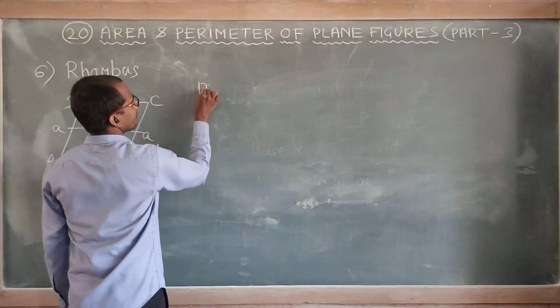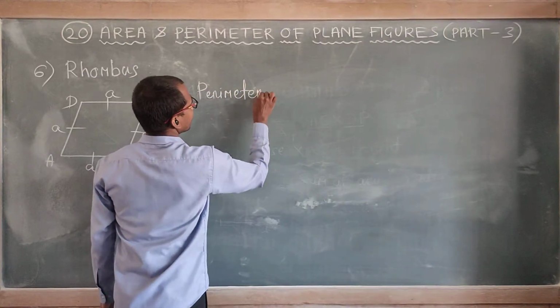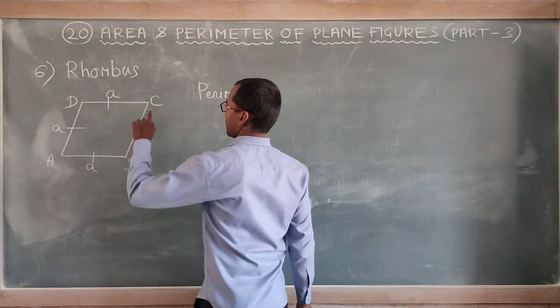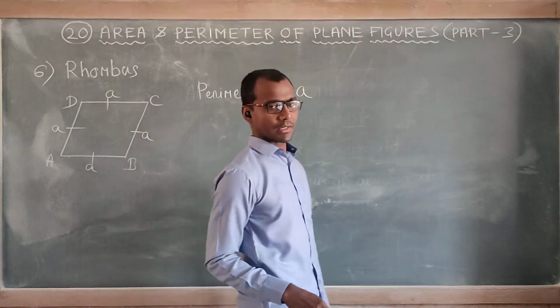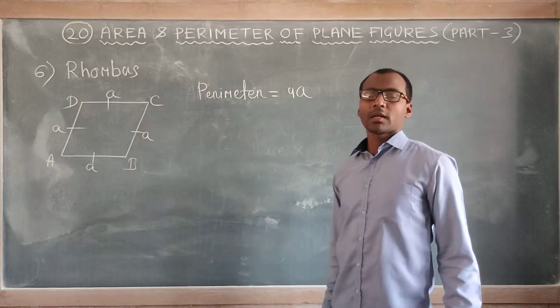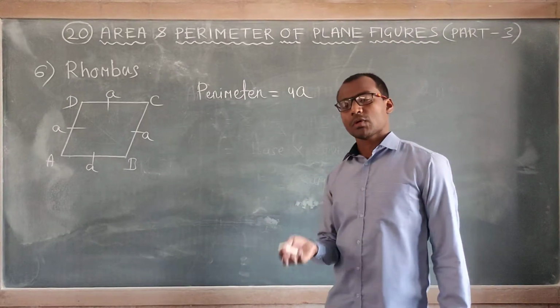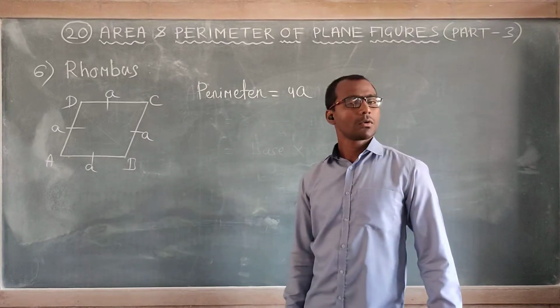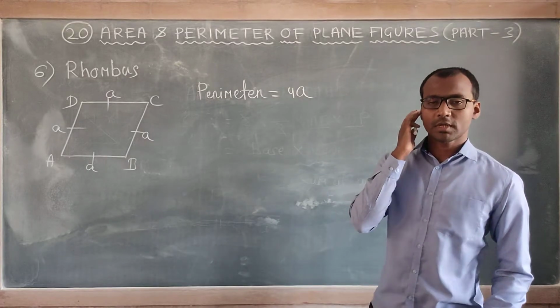perimeter will be A plus A plus A plus A, that is 4A. So you can see the formula for perimeter of a rhombus and the formula for perimeter of a square are same. Square also 4A, rhombus also 4A, but there will be difference between their area.